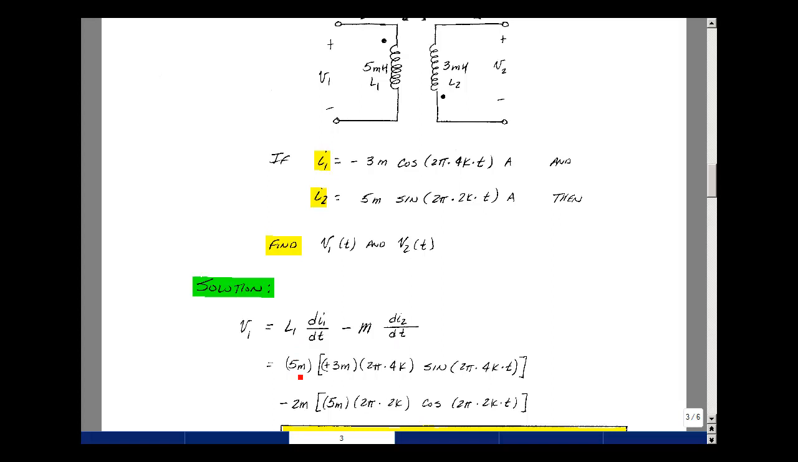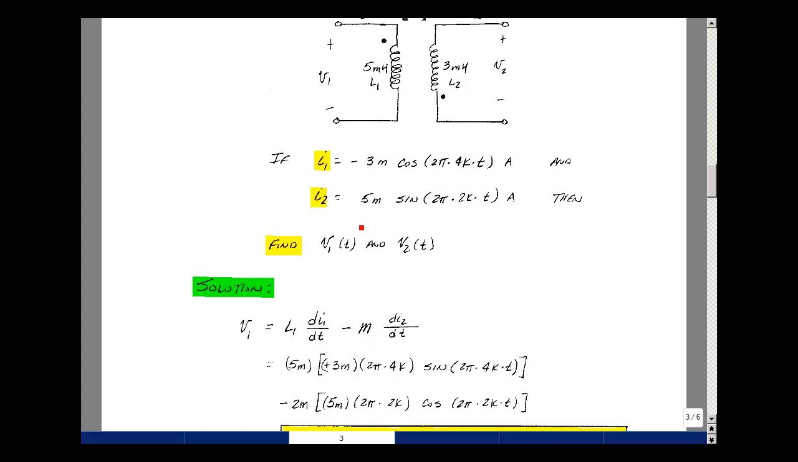L1 is 5 millihenries, and then I1 is equal to minus 3 milli cosine omega t, where omega is 2 pi times 4 kilohertz. Now the derivative of cosine is minus sine, so I get rid of this extra minus sign here. And so I have 3 milli, and then I have the sine of omega t, and then the derivative of what's inside the brackets here, which is 2 pi times 4k. Then I have minus M, which was equal to 2 millihenries.